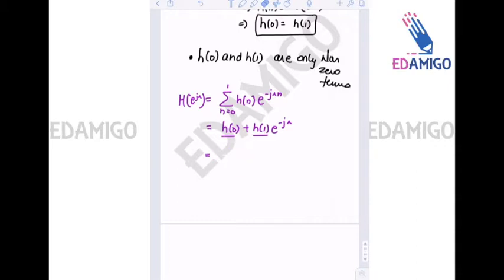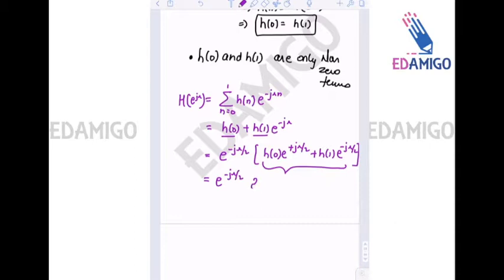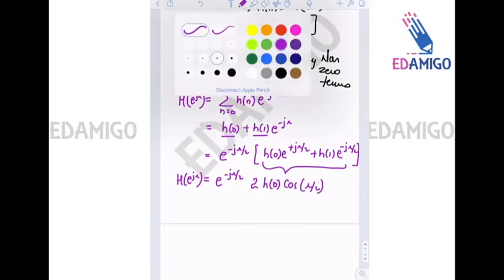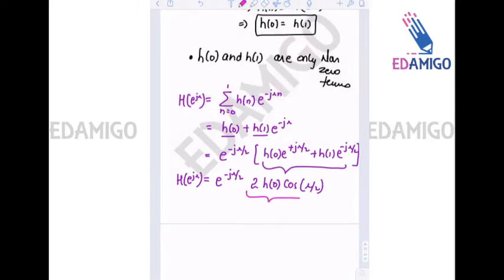Since both these terms are equal, first of all let's take common e to power minus j sigma by 2: h0 e to power plus j sigma by 2. Okay, now this will give me a cos term, so e to power minus j sigma by 2, 2 times h0 cos of sigma by 2. Okay, so we can see that this is the magnitude and this will give me the phase.